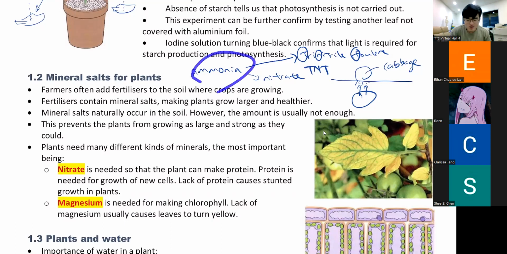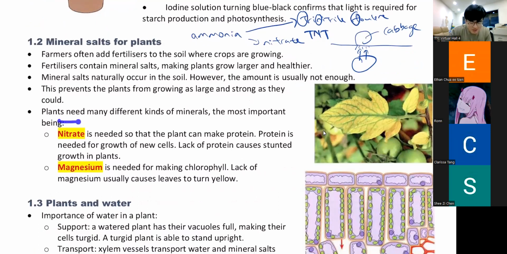So when you pee on a tree, you are giving it ammonia. You are returning ammonia to the tree, so the tree will turn it into nitrate, and the tree will grow strong and healthy, right? So you can go and pee on a tree. I would use fertilizer lah. Okay, anyway, so plants, they need many different kinds of minerals.